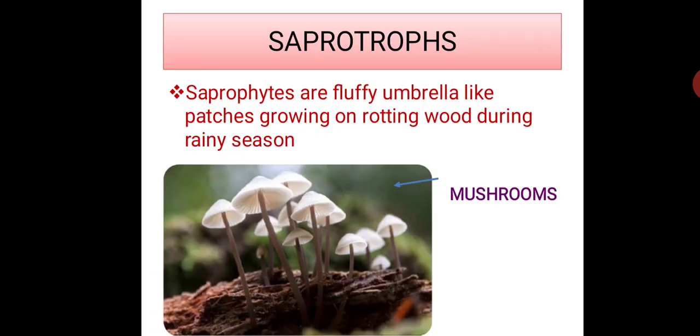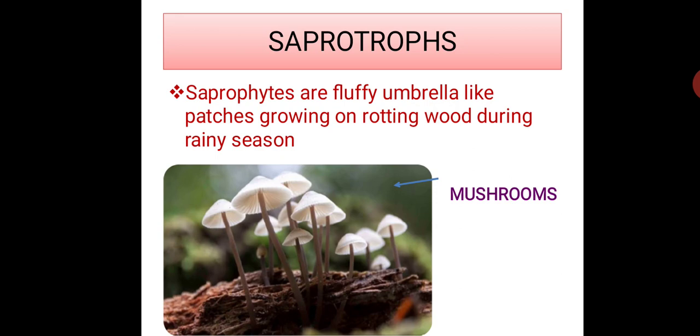Saprotrophs. Saprophytes are fluffy, umbrella-like patches growing on rotting wood during rainy season. So, during rainy season, you can see certain fluffy umbrella-like patches growing on the rotting wood, just as given in the image. They are called mushrooms. Mushrooms belong to the family of fungi, and fungi are called saprophytes.